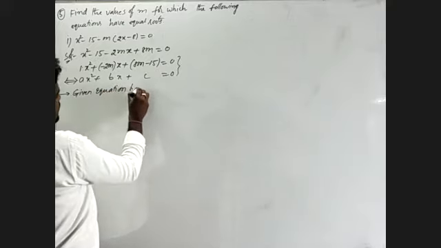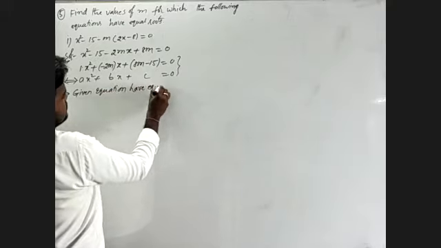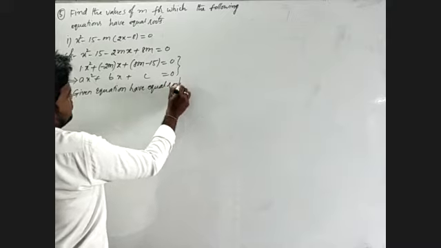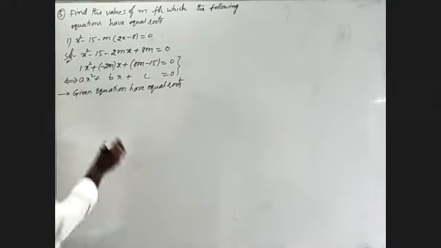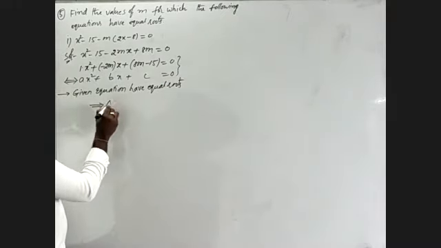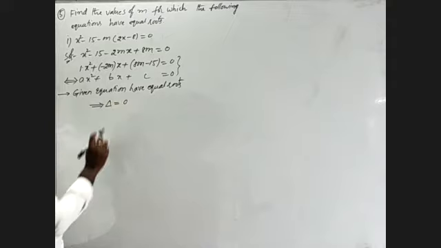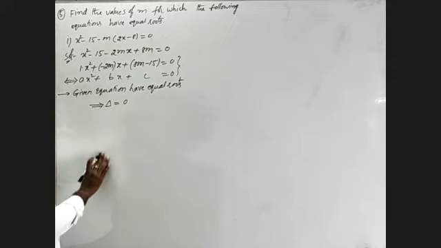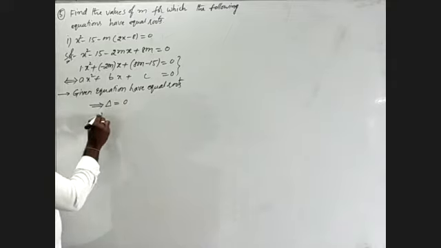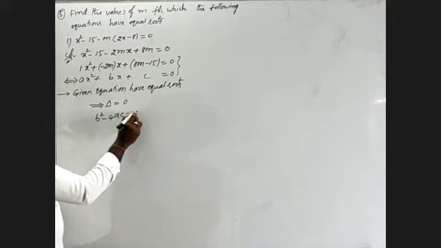Here we'll write that the given equation has equal roots. The given equation has equal roots means its discriminant is equal to 0. I will write delta is equal to 0. That means b square minus 4ac is equal to 0.